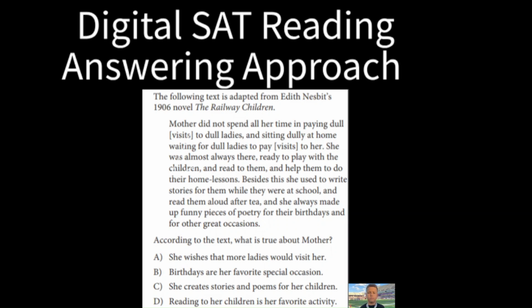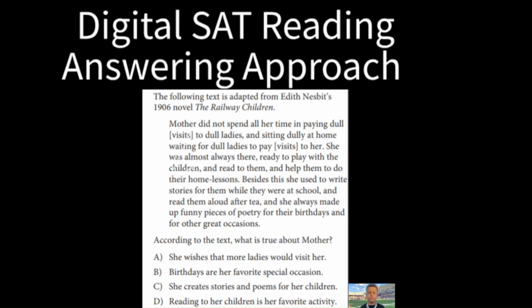So we're going to look into this digital SAT reading question. We're given a passage, but before we read anything else, we should read the question. We're asked, according to the text, what is true about mother? So here we have to look for any absolute truths about mother. We have to look for something that, if it's wrong, is contradicting what's in the text. Not only that, we have to look for something that is the main idea of the text, at least partially, at least the main idea of a few sentences, okay?